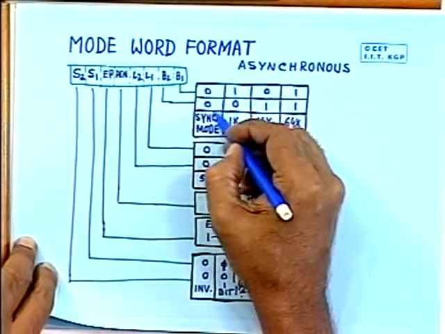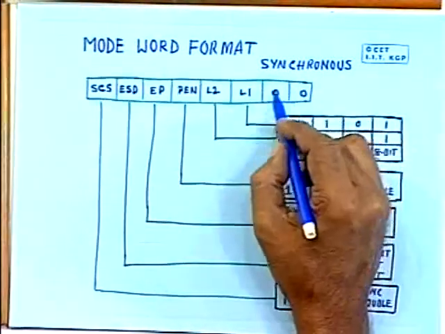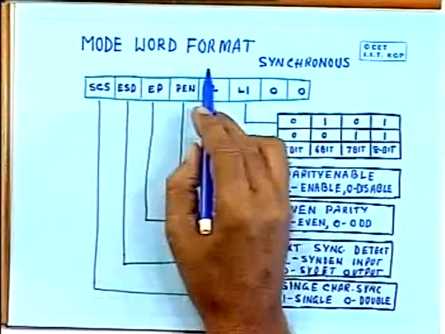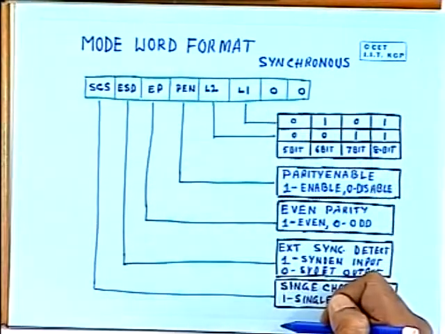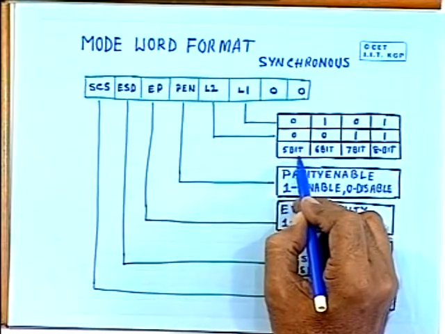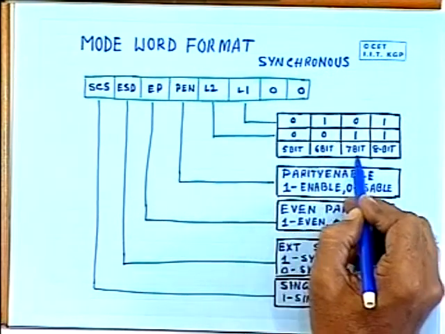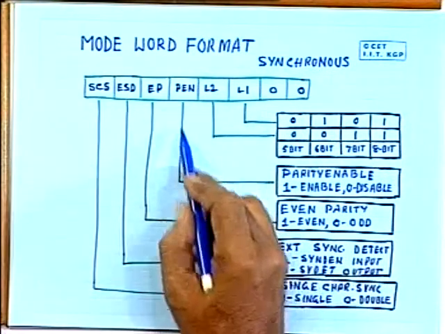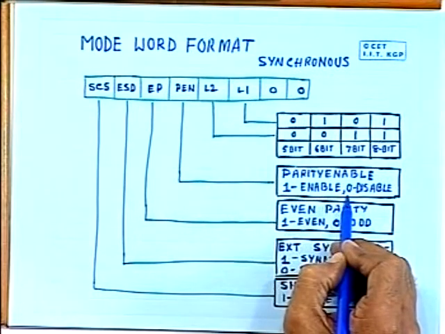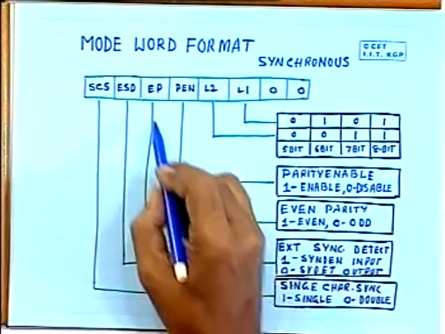And if these 2 bits are 0, then the mode word corresponds to synchronous mode. As you can see here, these 2 bits are 0, and in synchronous mode the mode word format is given here. So these two bits L1 and L2 will decide whether the characters that you are sending one after the other are 5 bit, 6 bit, 7 bit or 8 bit. Similarly, this bit is parity enable. That means each character can have a separate parity bit or may not have. This is optional, and you have the choice of even parity or odd parity based on this bit.